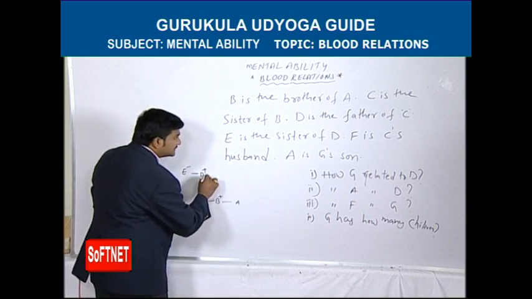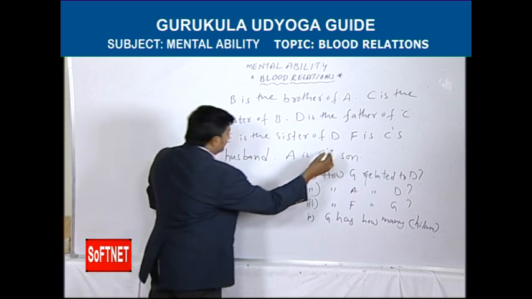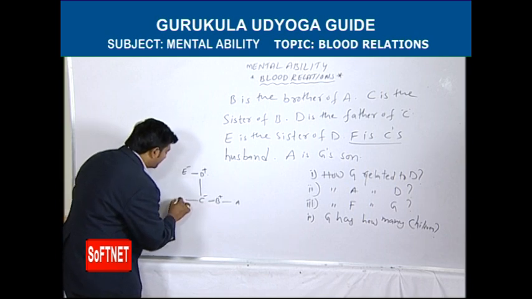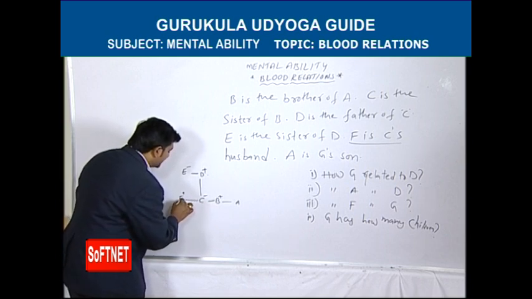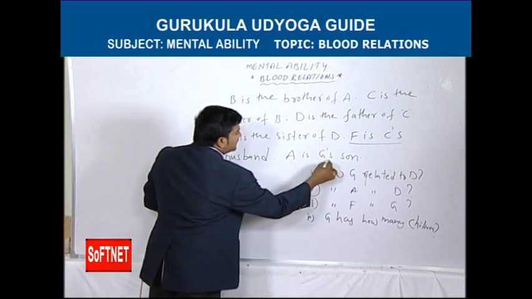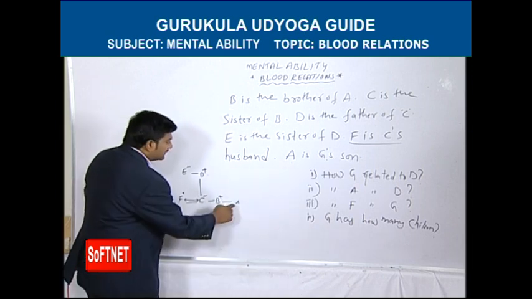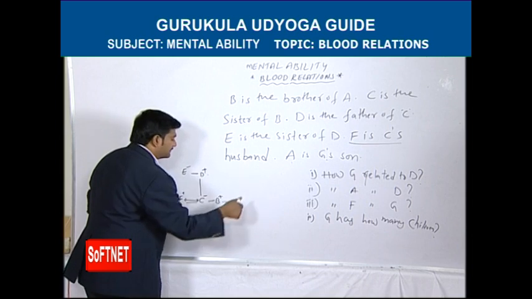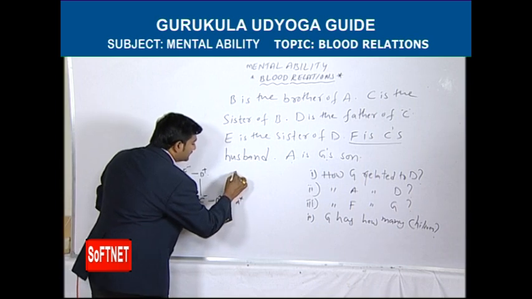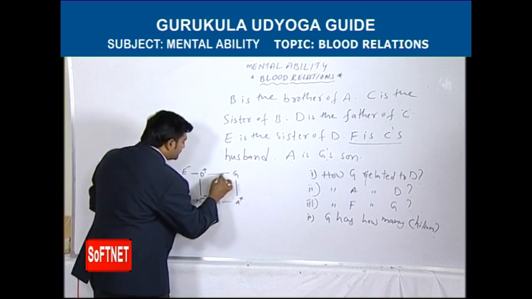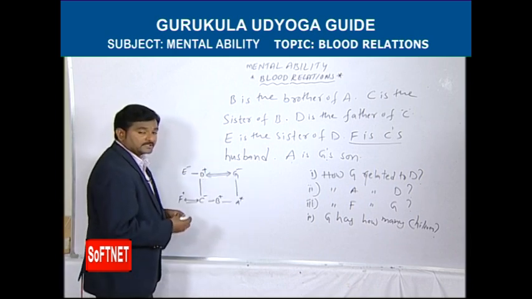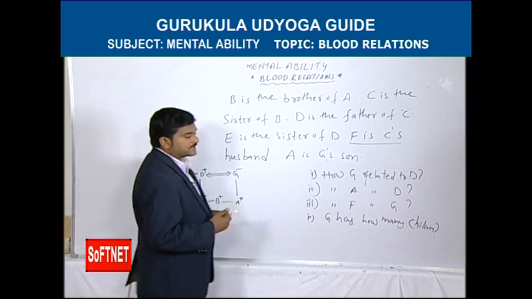F is C's husband. Who is C's husband here? F. Indirectly here, what can we say? Plus gender and minus gender. A is G's son. So he mentioned G's son, that's why A's gender is plus. So indirectly these both must be wife and husband. So what is the gender of G? Female gender.